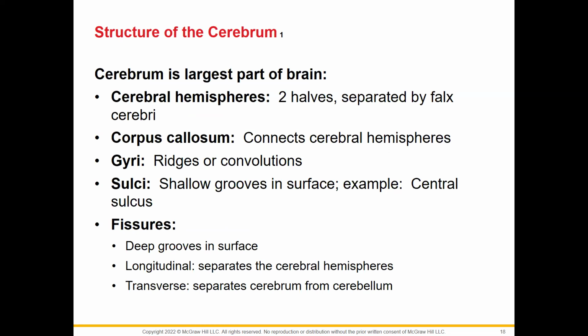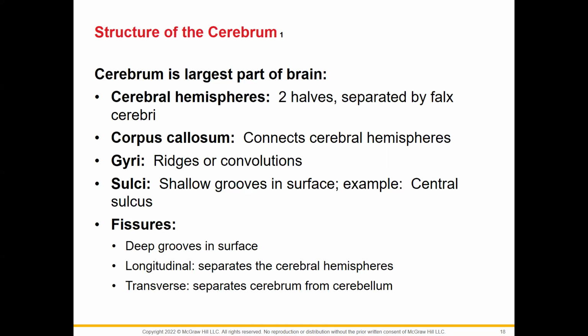So the largest part of the brain, which is the cerebrum, has two halves called hemispheres. They're separated by a piece of membrane called the falx cerebri. You have the corpus callosum. The corpus callosum is the structure that actually connects the two halves of the cerebral hemispheres.